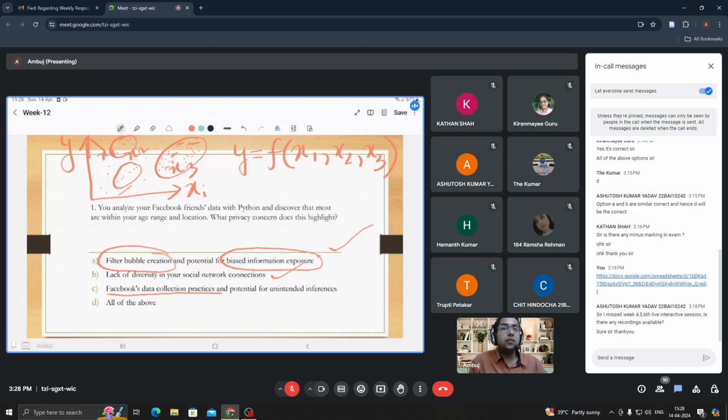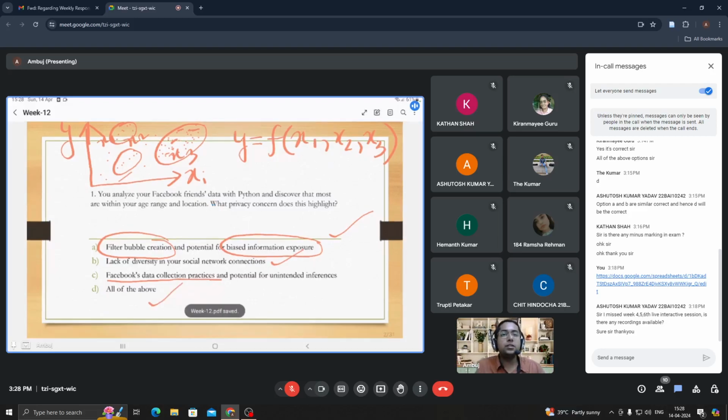Why? Because the information in the network itself has become biased. Okay, this is the thing here. Diversity is lagging, and the data collection practices come into the question. Because the communication between different profiles is taking place, the hacking of the platform becomes easier. Okay, the correct option would be all of the above only. Very easy question. If you go through the options, only then does it become easy for you. Otherwise, in the examination there is a great possibility to get confused.